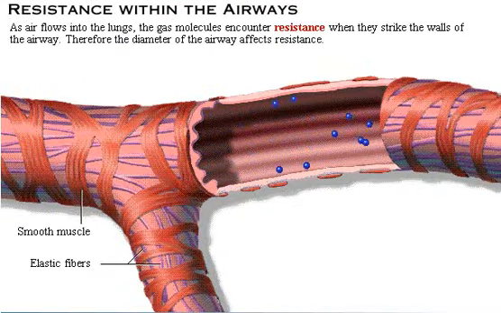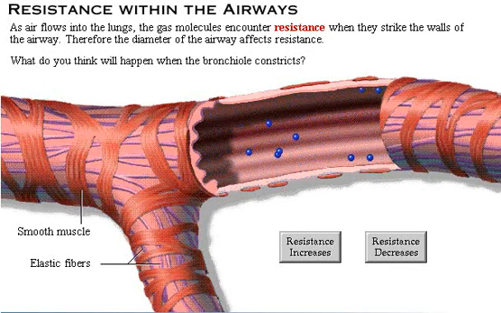As air flows into the lungs, the gas molecules encounter resistance when they strike the walls of the airway. Therefore, the diameter of the airway affects resistance. Let's explore this relationship further. What do you think will happen when the bronchiole constricts? Will resistance increase or decrease? Choose your answer and then watch the bronchiole.